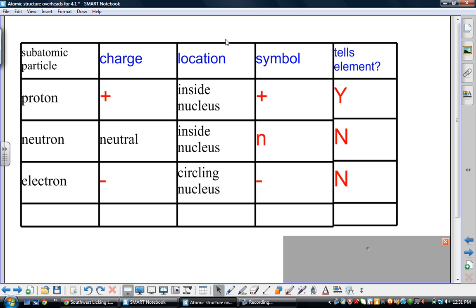This table is very important for students just to simply memorize. I should be able to ask them anything on this chart, and boom, they should know it. I should be able to say, where's the neutron located? What's the charge of a proton? What's the symbol of electron? And boom, boom, boom. They should just have that.